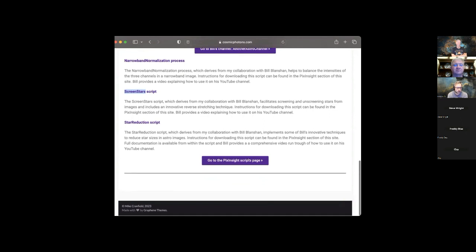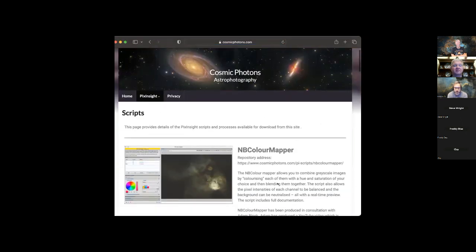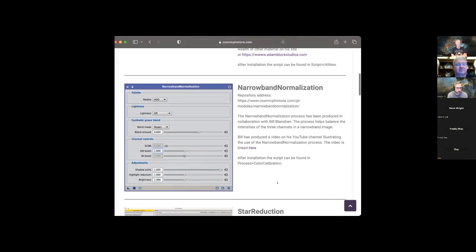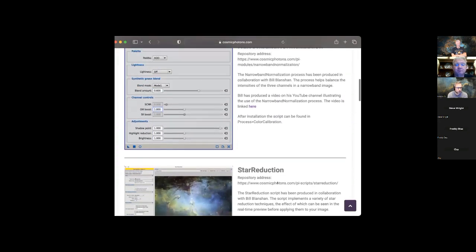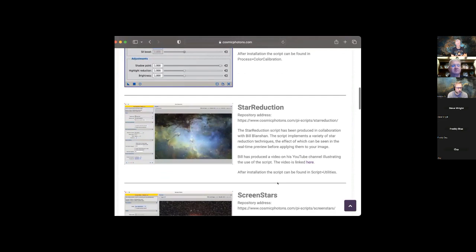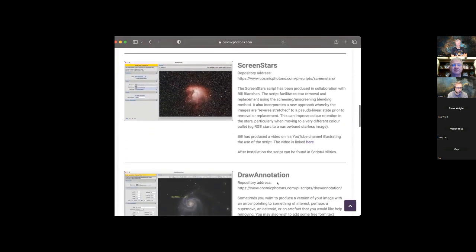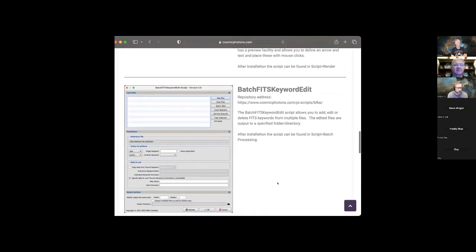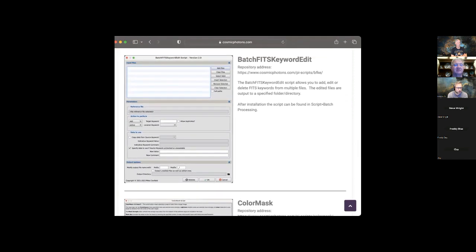It's cosmicphotons.com. Yep. And this describes all of his scripts, and he's working with some big people here. This would be a good website to look at. This right here could come in handy if you have like 200 items of data and you needed to put in your focal length or whatever. You can use this batch to add it to your FITS headers.